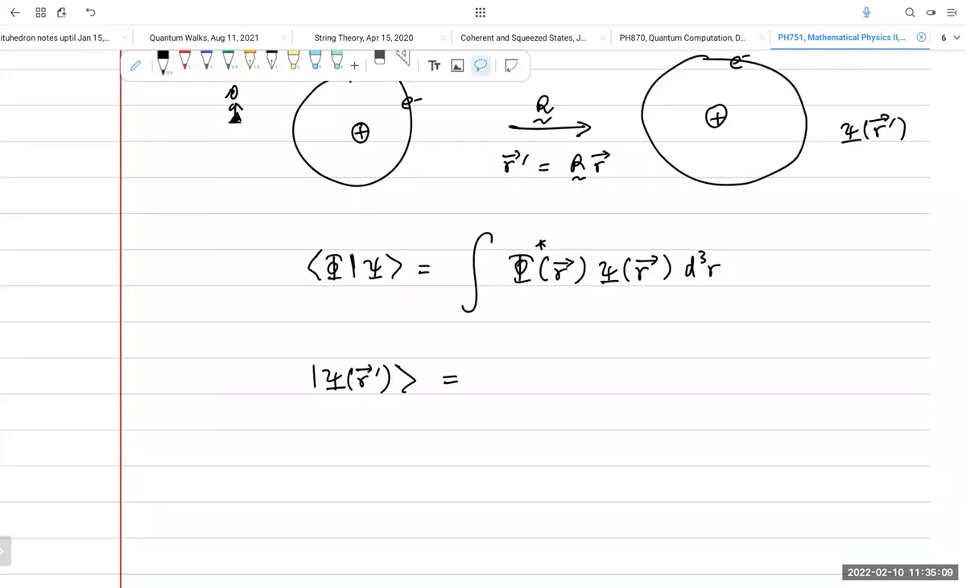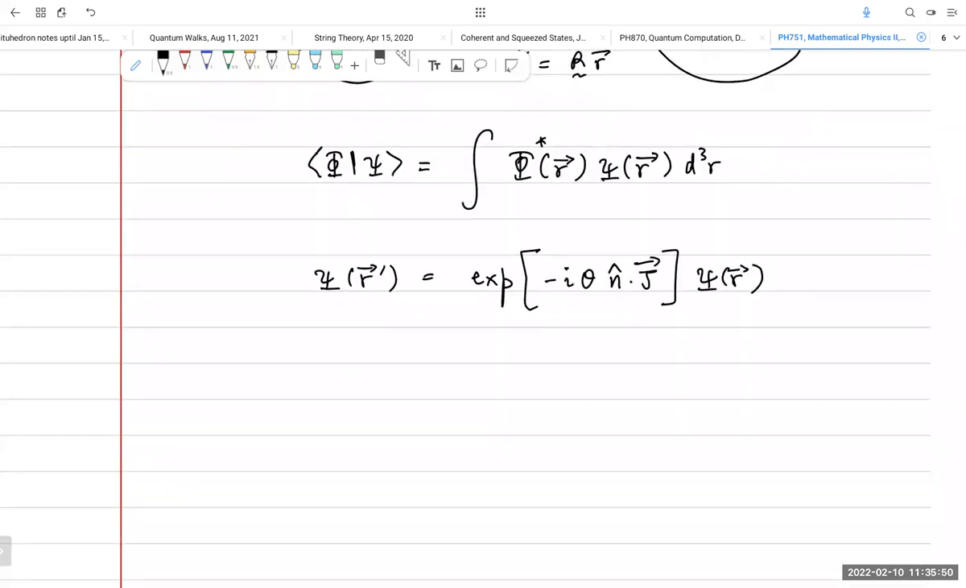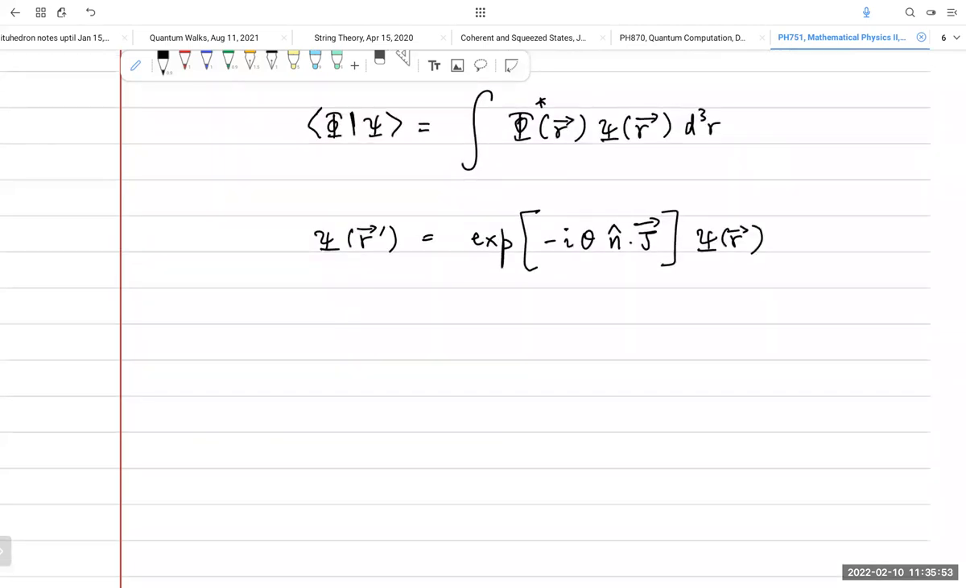Well, let me not use this ket notation. We write it in the following way. We say exponent of minus i theta n hat dot L, acting on psi. I'll explain what each one of these terms is doing. This is how I would describe the rotation. And instead of J, I should use L.